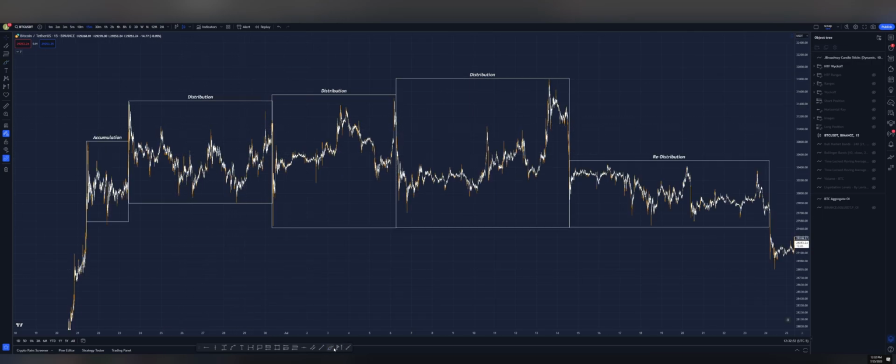So the reason why I have these as distributions and not redistributions, and the reason why I specifically have this one as redistribution, is because in this range, in my opinion, these are distribution structures, because you're not making strong highs, right? You're making weak highs here, which correspond to UTADs, upthrusts after distribution. So while yes, price is making higher highs, they're getting slapped down right away at each one of these highs, right? That tells me that it's distribution going on.